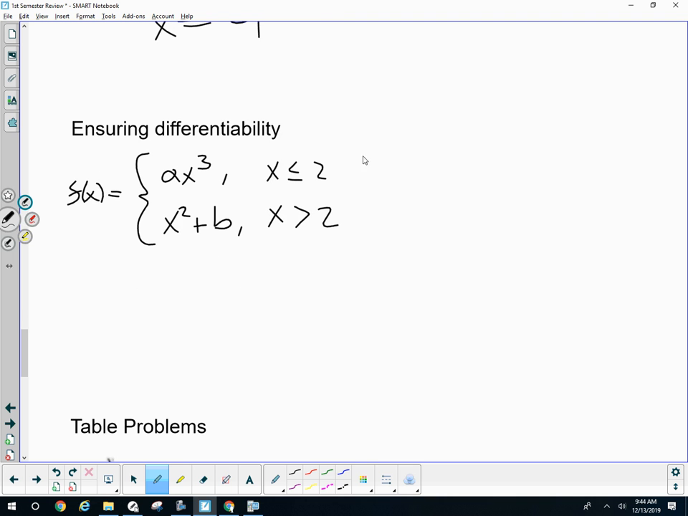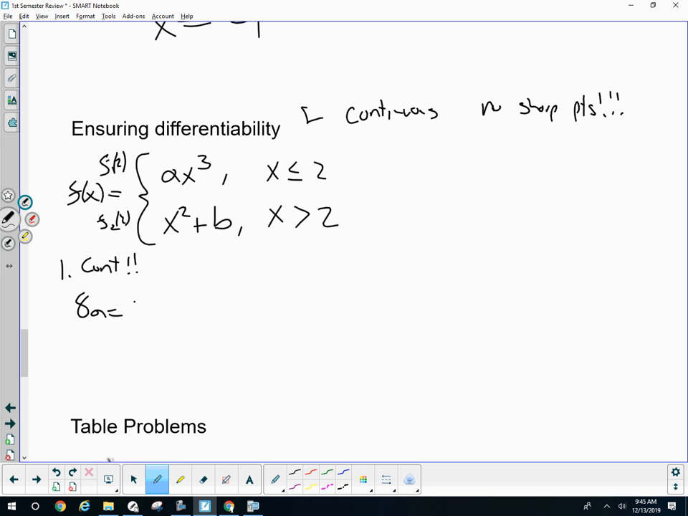We can have piecewise functions. You can be asked to ensure the differentiability. Differentiability means you are not only continuous, but you have no sharp points. So, to ensure differentiability, we need to check 2 things. Are we continuous? Does the first little piece meet up with the second little piece? Well, I get at 2, that's the most important part.